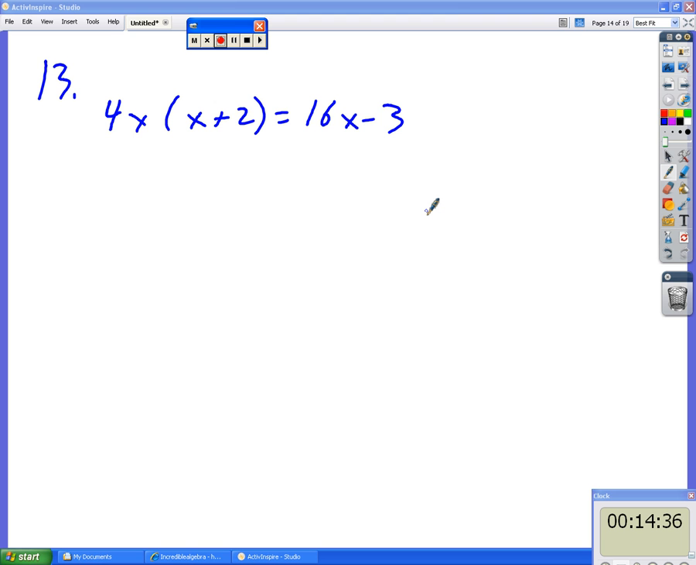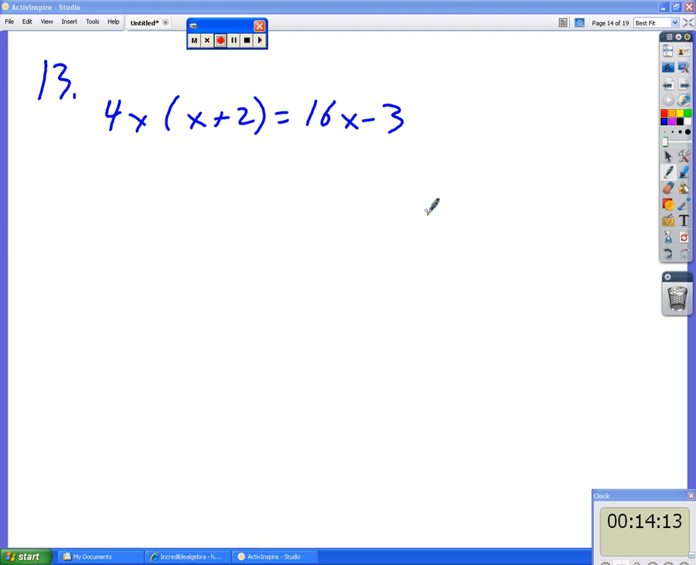Okay, last four. Number 13 has an equal sign. It says solve, and we're going to solve by factoring. First, to factor, we have to get everything on one side, and we have to get rid of the parentheses.